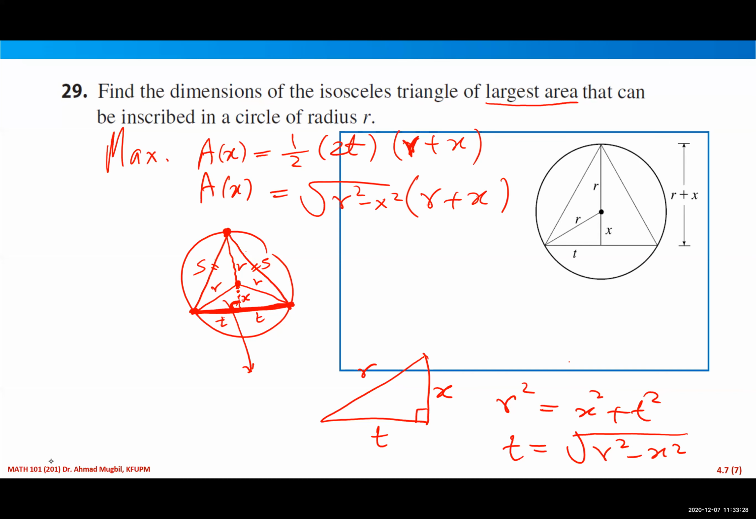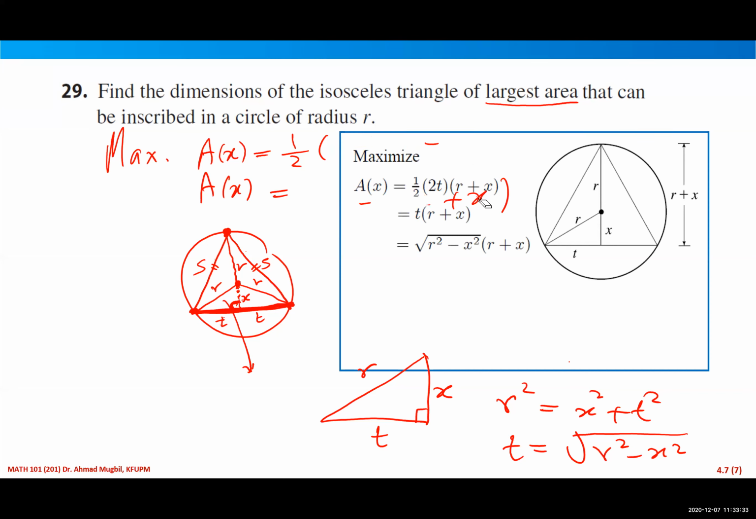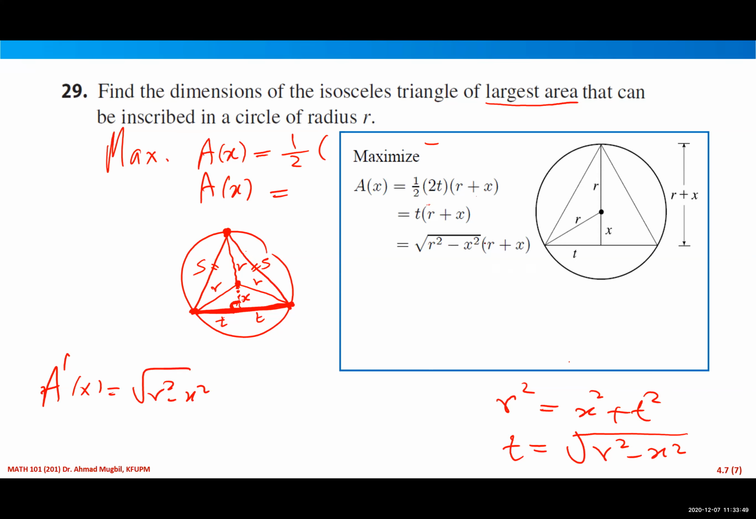I sketched this graph for you to be able to solve it, and here we are. We want to maximize this area, which is exactly what we have. Now what you will do, Shabab, is find the derivative, and this is not difficult, I mean. To find the derivative of this function, you will apply the product rule: the first times the derivative of the second. What is the derivative of r plus x? R is a constant, 0, plus x, it is 1. Plus the second one times the derivative of the first one, and the derivative is a half times the square root of r squared minus x squared. Apply the chain rule, it will be negative 2x.